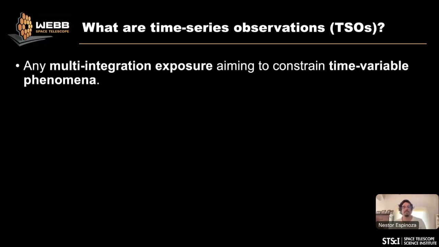And that actually defines what we call an integration. Then we reset the entire detector, and then we start reading again. So each of these up-the-ramp samples, the total ramp samples, we call an integration. And if you have multiple integrations over what we call an exposure, so an exposure is a set of integrations, and you're aiming to constrain time variable phenomena, then we call that a TSO, a time series observation.